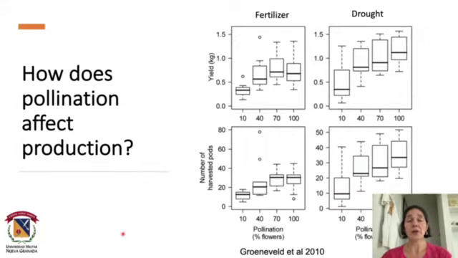There was an experiment done in 2010 on cocoa pollination. Flowers were hand pollinated to different proportions, either 10% of the flowers or 100% of the flowers. What was shown is that an increment from 10 to 40% was significantly different, and that pollination is very important for the production. It didn't matter the fertilizer regime or the dry regime, but most importantly was the pollination level.